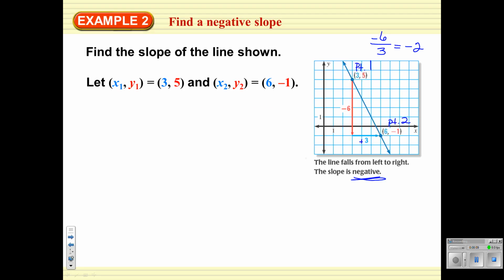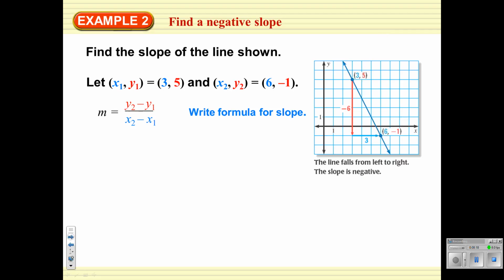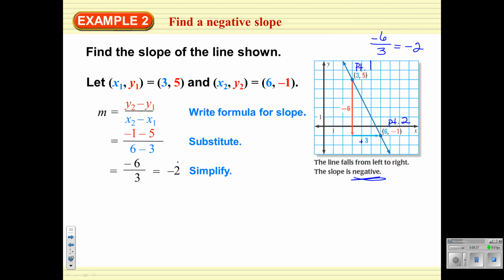So we're going to substitute negative 1 minus 5. There's our formula: slope equals. We're going to substitute negative 1 minus 5 for my y's, and 6 minus 3 for my x's, and then we're just going to simply solve. Negative 1 minus 5 is negative 6, and 6 minus 3 is 3, and we end up with exactly what we showed here.